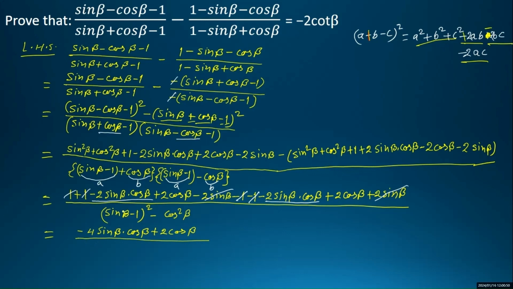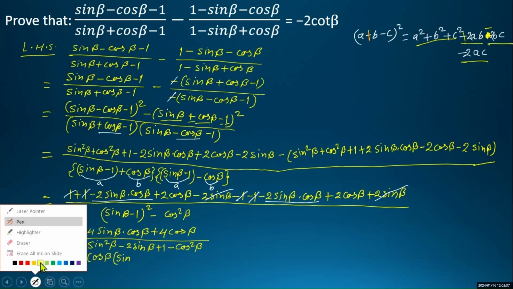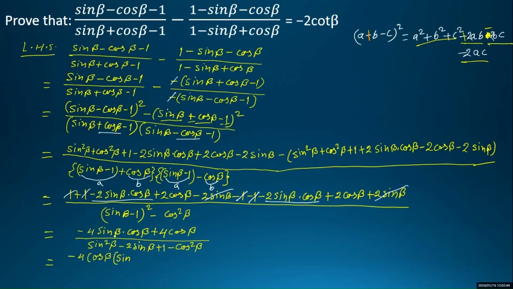And in denominator we'll get, apply formula of a minus b whole square, will get sin square beta minus 2 sin beta plus 1 minus cos square beta. In place of 1 minus cos square beta, we can write sin square beta in denominator. Sorry, in numerator there was 2 cos beta plus 2 cos beta is 4 cos beta. There should be 4 cos beta. In numerator, we'll take minus 4 cos beta common, and there will remain sin beta from first term, and from second term minus 1.